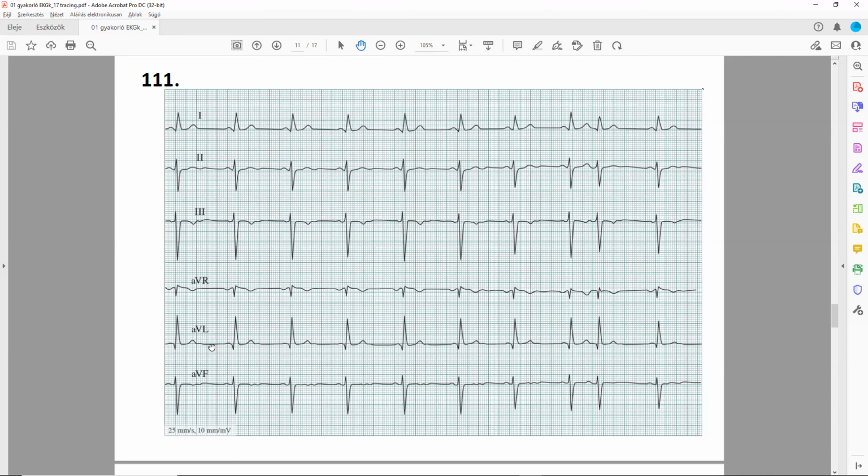So we will learn later on that can be due to anterior hemiblock that we do have. And that's a sinus rhythm. And this beat, what do you think? What kind of beat is this one here?